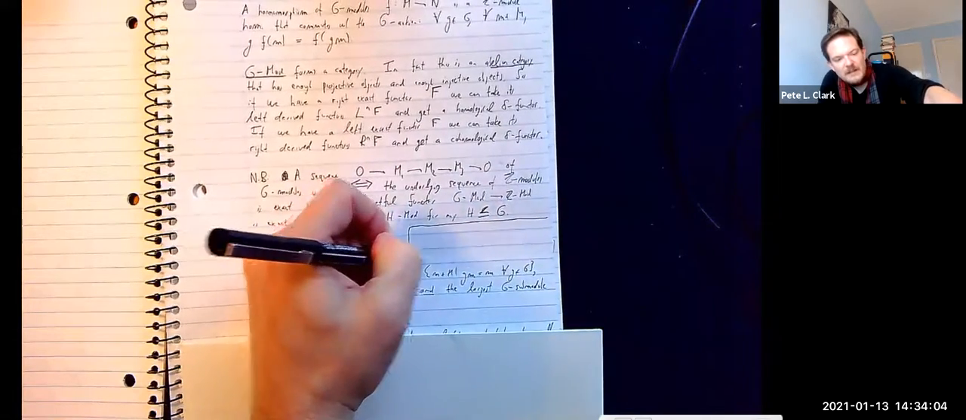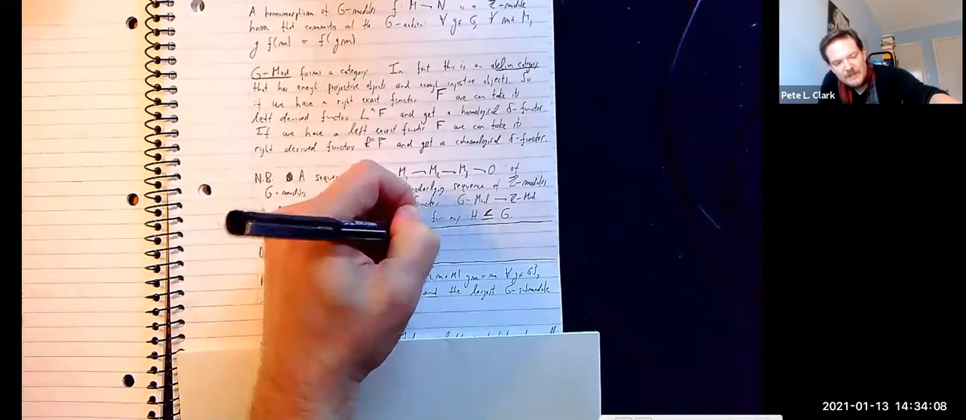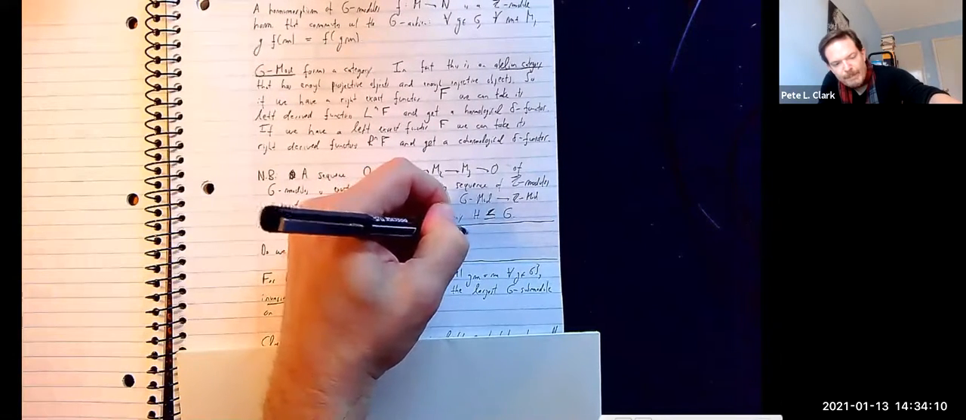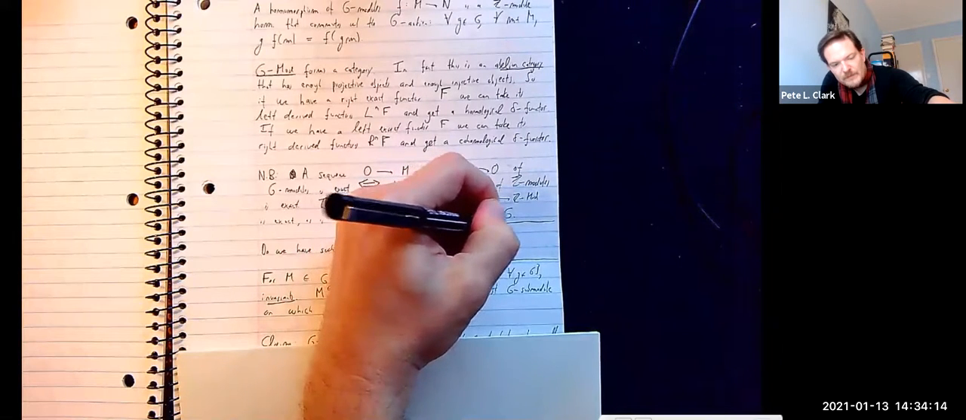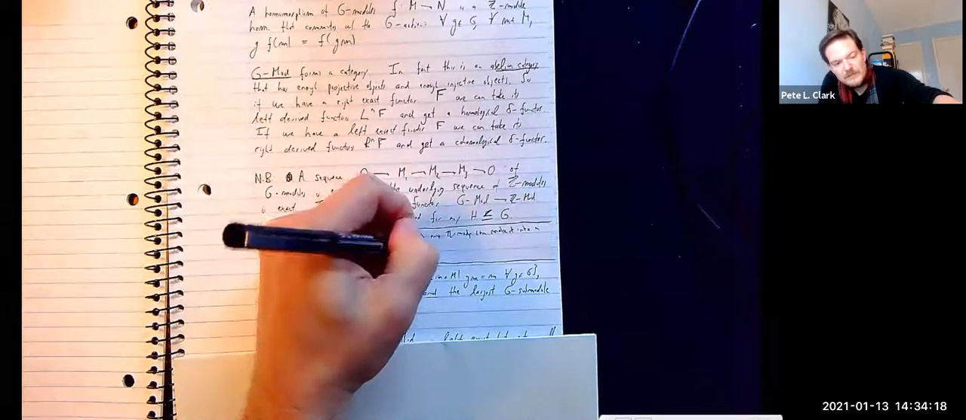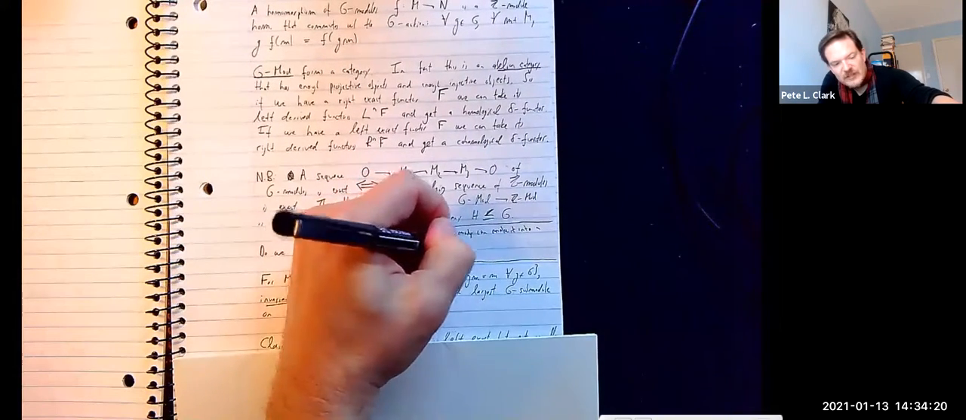Every Z module is a G module on which G acts trivially. Okay, so maybe I should have said this already. Maybe I was going to say it later. If M is any Z module, you can make it into a G module by having G act trivially.